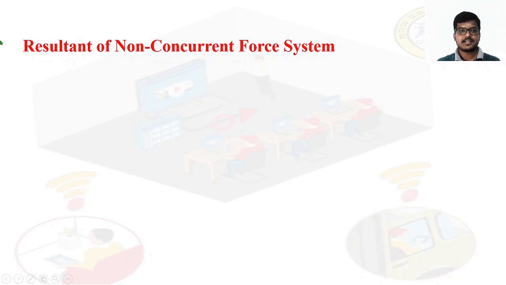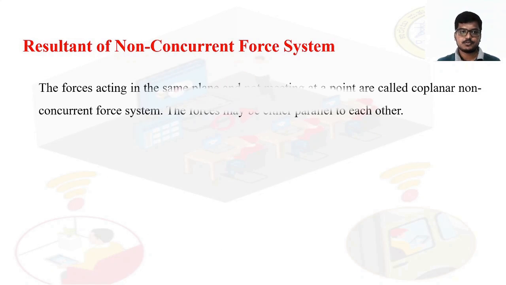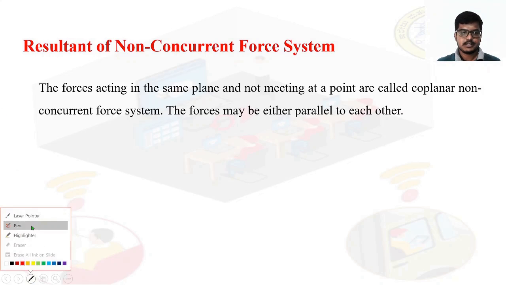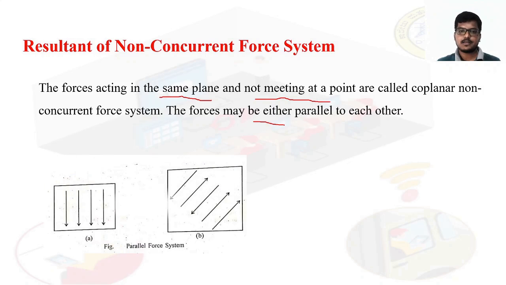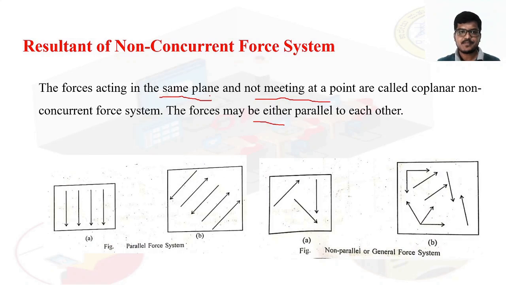Now we will see the resultant of a non-concurrent force system. Whenever a non-concurrent coplanar force system is given, how do we solve it? The forces acting in the same plane and not meeting at a point are called a coplanar non-concurrent force system. The forces may be either parallel to each other or not parallel. All the forces in that plane will not meet at a single point.